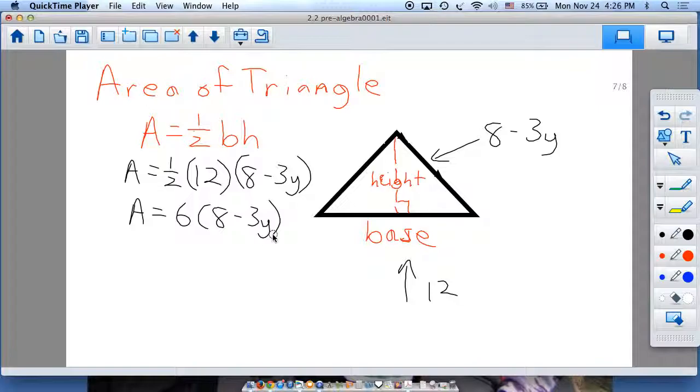Now I have to distribute. So I distribute the 6 times the 8, which gives me 48. 6 times negative 3y, which is negative 18y. So our final answer here is the area is equal to 48 minus 18y. If someone would tell us what y is, we could solve it. Or if someone told us our area, we could solve the equation for y.